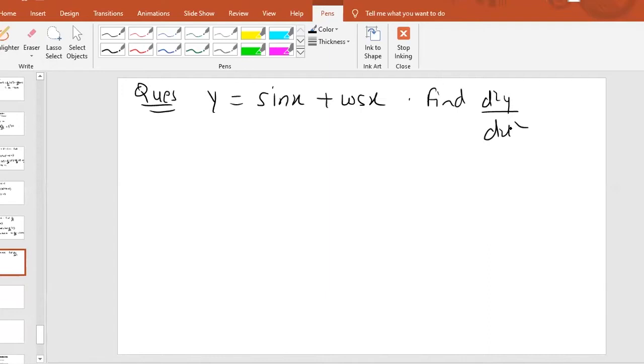Again, we have to differentiate this function two times. First you find dy by dx. Then we have to differentiate dy by dx again with respect to x, so we'll get d2y by dx square. Fine. So I think what should be the answer for this?